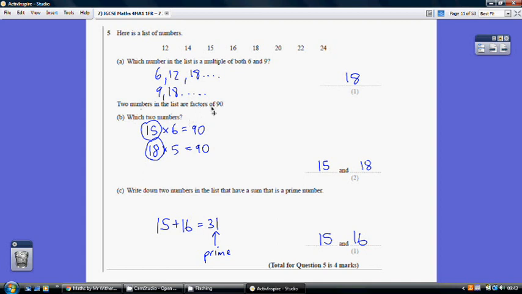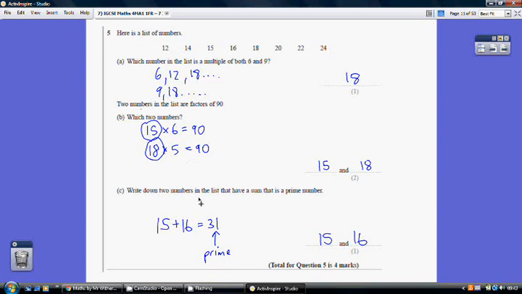Factors are whole numbers which multiplied by another factor will give you 90. So 15 is a factor because 15 times 6 would give you 90, and 18 is also a factor because 18 times 5 would give you 90. So 5 and 6 are also factors, but they're obviously not in the list.